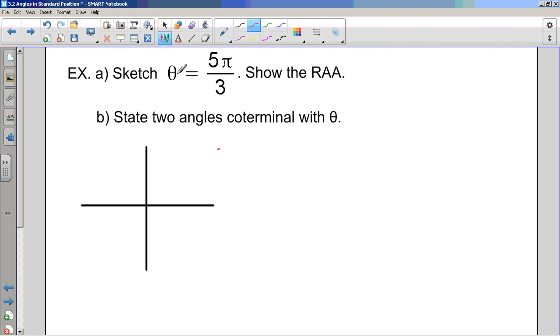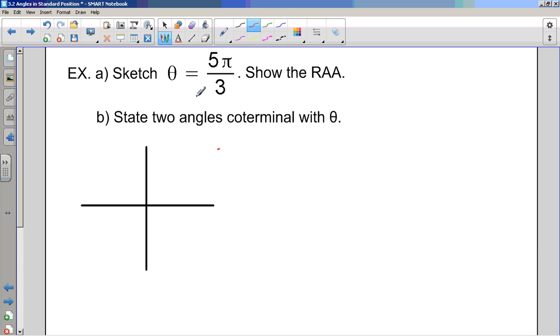Here's an example. It says sketch 5 pi over 3 and show the related acute angle. So this is us getting used to this radians, and I'm not going to change this to degrees. I want to be able to do this just by radians, and that's why we did all this counting by fractions of pi. All right, so how am I going to do this?